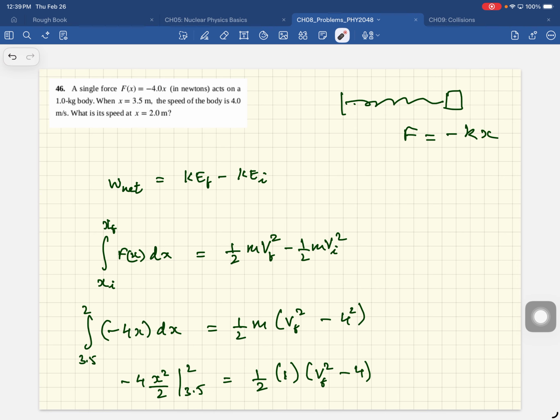Okay, and the spring goes fastest, the mass goes fastest at the equilibrium point at x equal to 0. Yep. Did you just drop the square from the 4 on purpose? Or was that a mistake? All right.